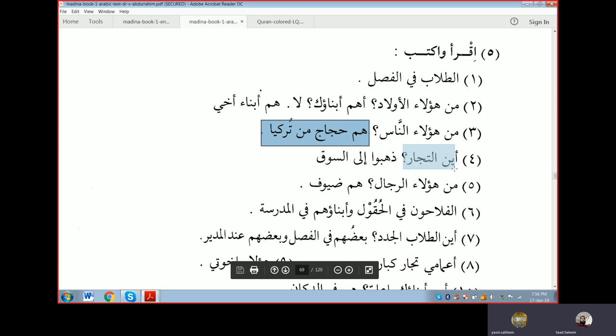أين التجار؟ And that's, where are the merchants? ذهبوا إلى السوق. Okay. They went to the market. تجار is a plural word. ذهبوا is also a plural word. Okay. They went to the market.